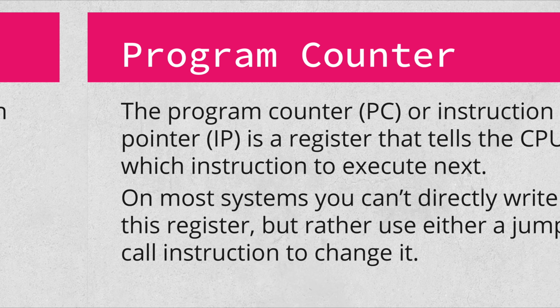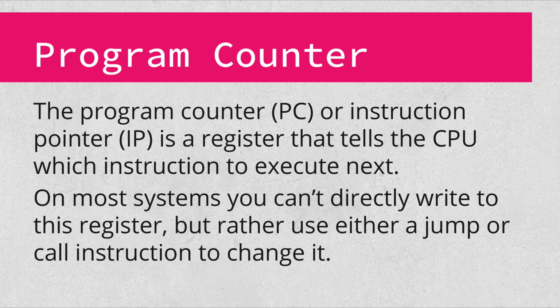The program counter, PC, or instruction pointer, IP, is a special register that tells the CPU which instruction should be executed next. Typically speaking, you can't directly write to this, and on some systems you can't even directly read it. As such, special instructions exist to set or get this value. For instance, a jump is really just an instruction that sets the PC to some new value.